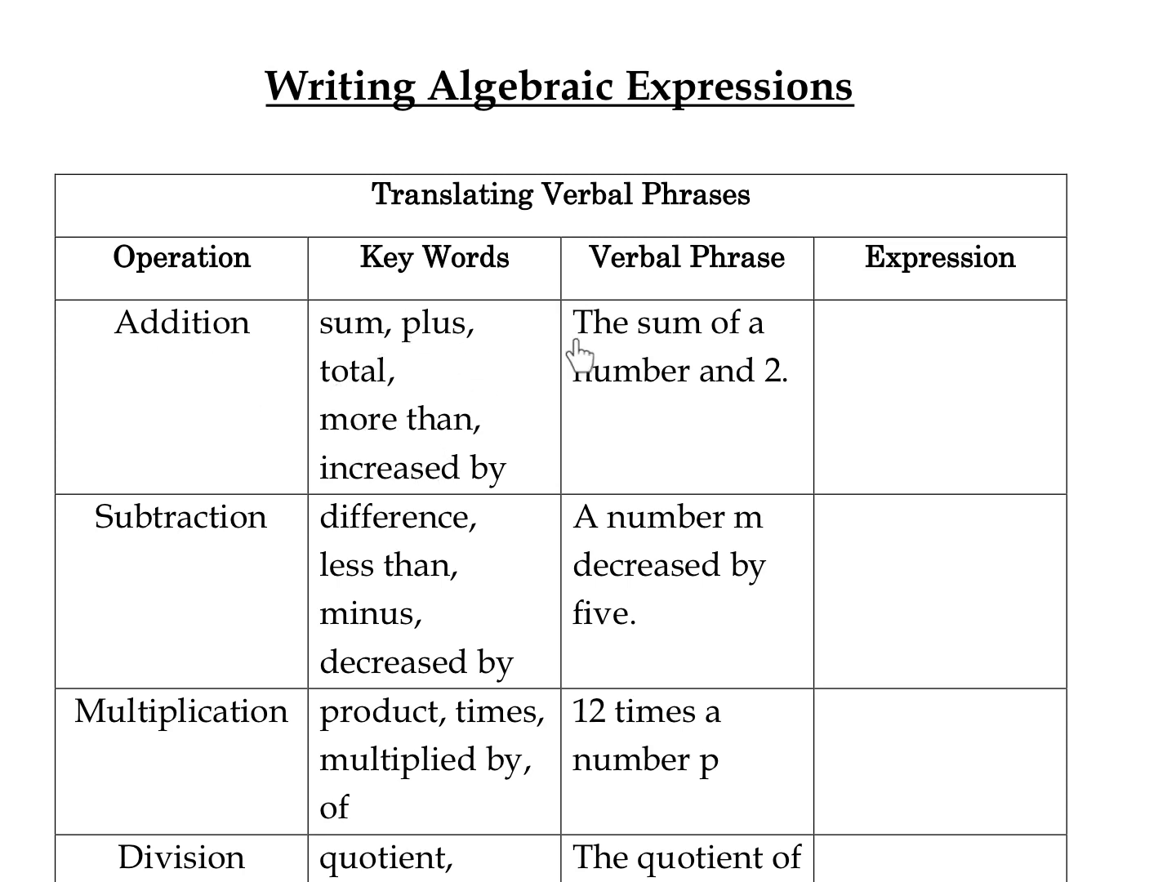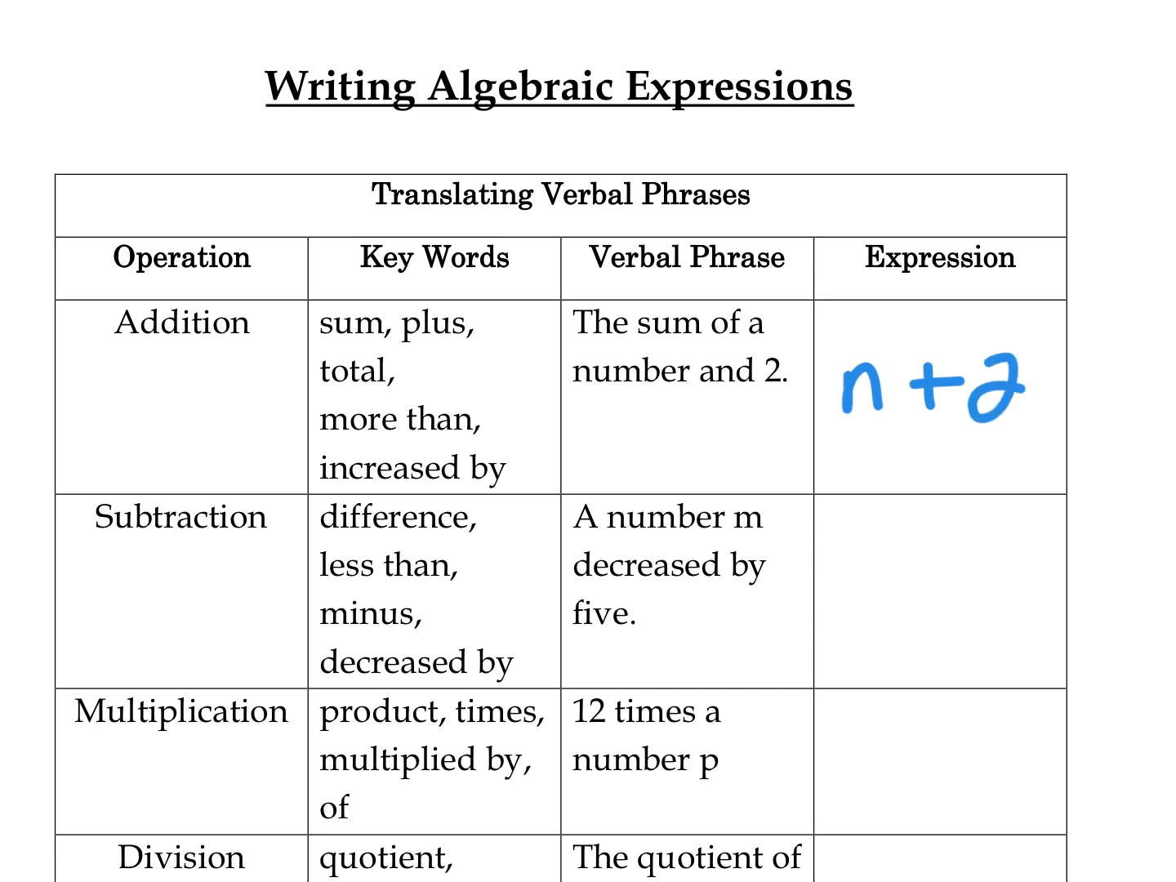So we see a verbal phrase like the sum of a number and 2. We want to indicate sum as addition. So we're going to be adding a number. We can pick whatever we want for that number. We'll do n plus 2.